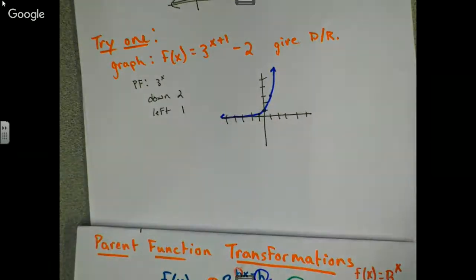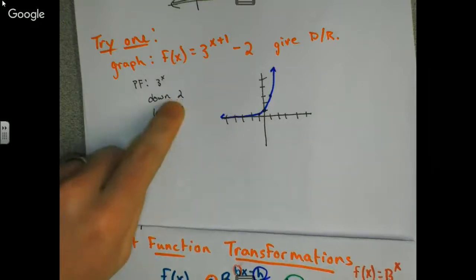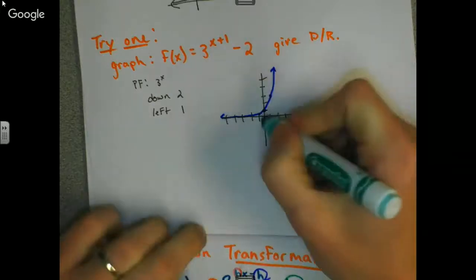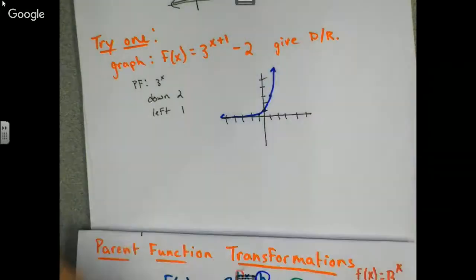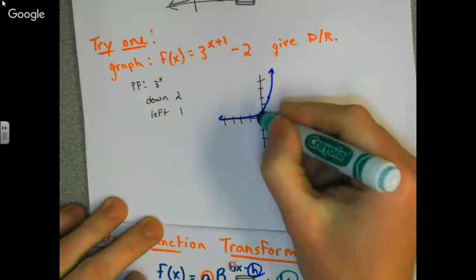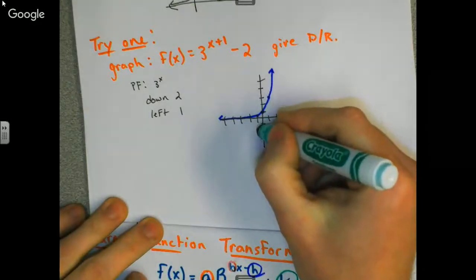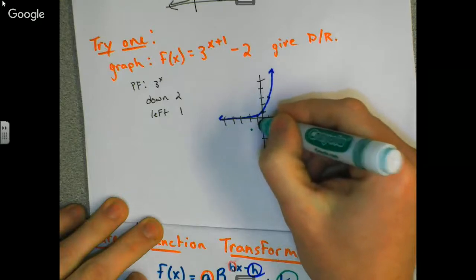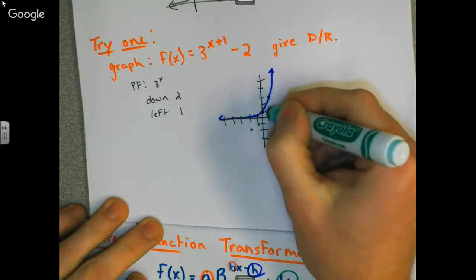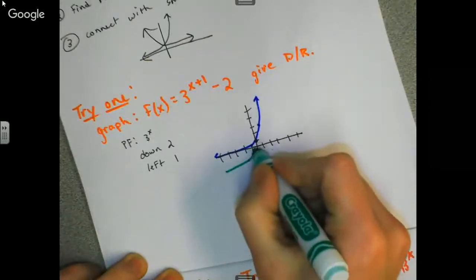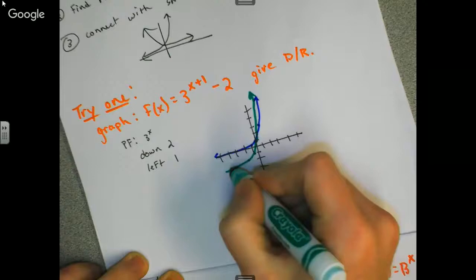So what am I doing with that parent function? All of these points are going down 2 and left 1. So let's take those 3 points we graphed and go down 2, so 1, 2, and left 1. We'll do the same for each point. Now my function looks something like that.